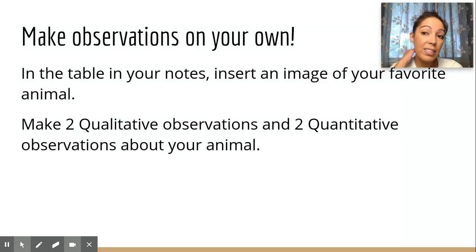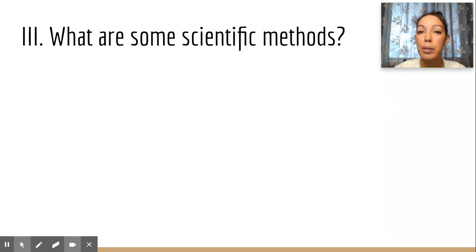So you have a table in your notes that I want you to take a minute to fill out. You can search for an image on Google and insert it into your notes so you can get a little bit creative with it. But you are going to find an image of your favorite animal or an animal that you like or an animal that you want to observe. And then I want you in that little table to make 2 qualitative observations and 2 quantitative observations. Okay, you can pause this video and do that on your own. When you're done with that, we're going to move on.